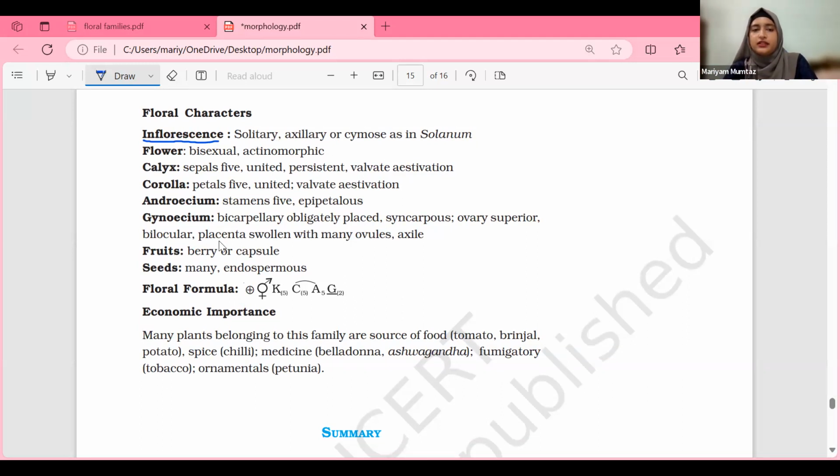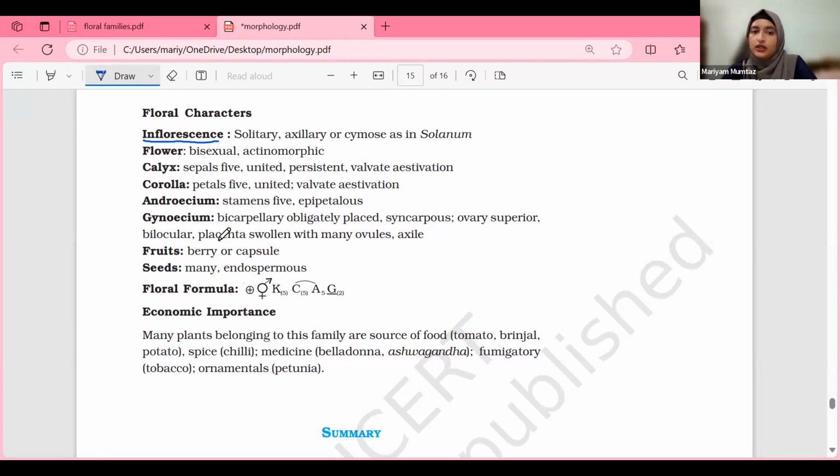For example, if the flowers are bisexual and by mistake you write that they are unisexual, then you'll get 0 marks on that. That will be wrong, because the flowers can't be unisexual in this family. It means your whole assumption about the family is wrong.